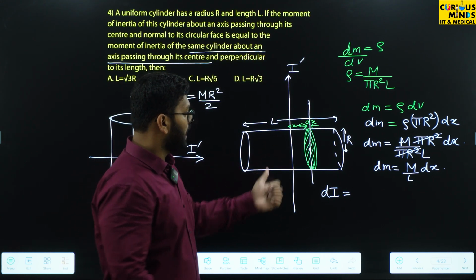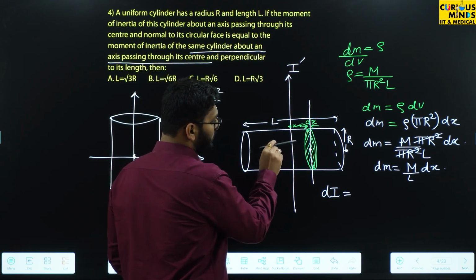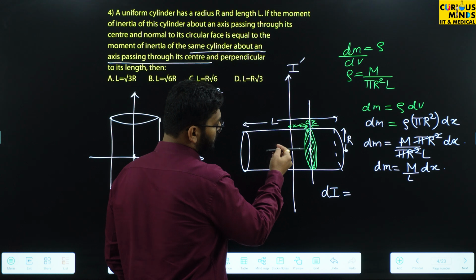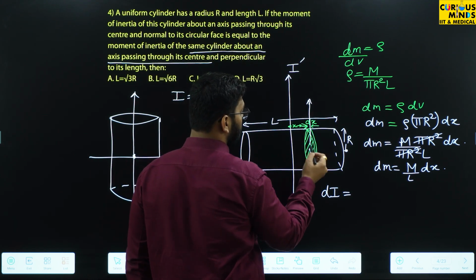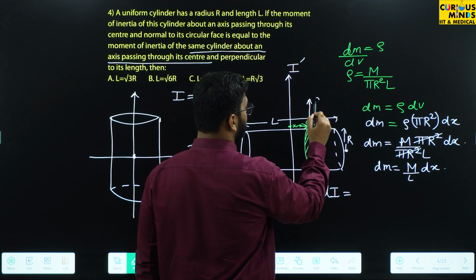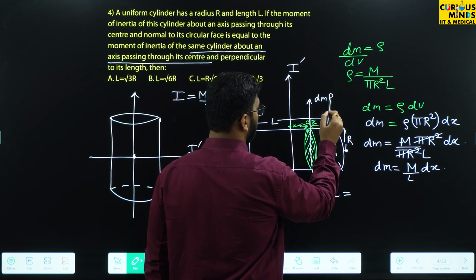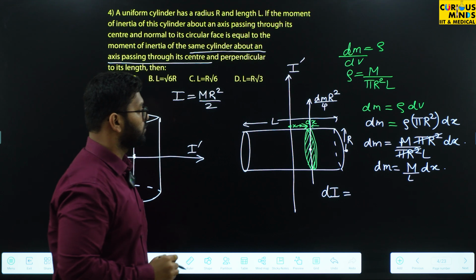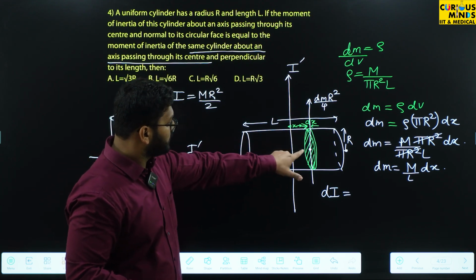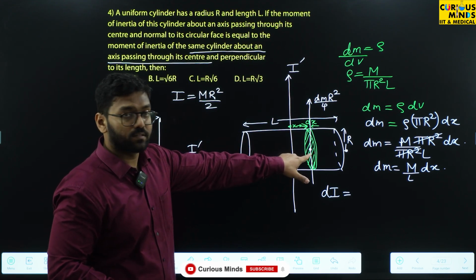Now we know this is mr square by 2. The moment of inertia of this disc about this axis is mr square by 2. So about this axis it will be mr square by 4, but the mass is dm. So it is dm r square by 4. Now this is the axis passing through center of mass.